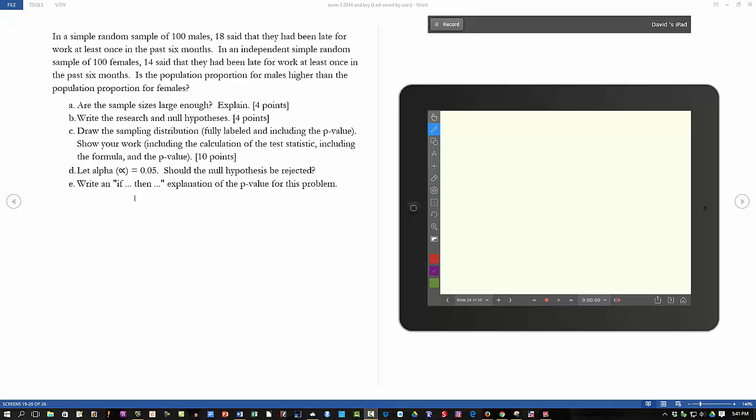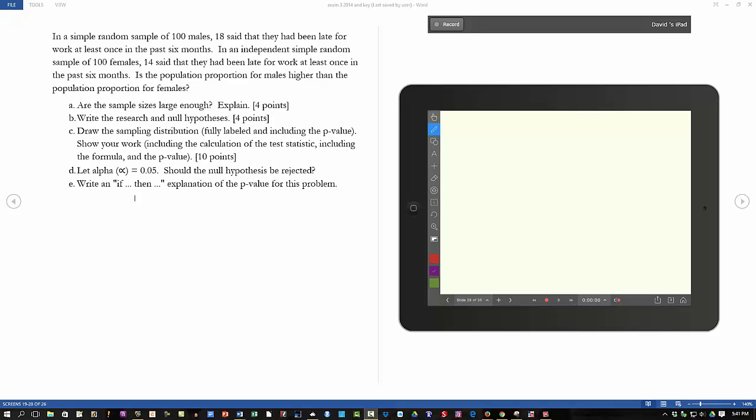Okay, on number 26, we have 100 males. 18 have admitted to being late to work at least once in the past 6 months. Another sample of 100 females, 14. So is the population proportion higher for males than for females?